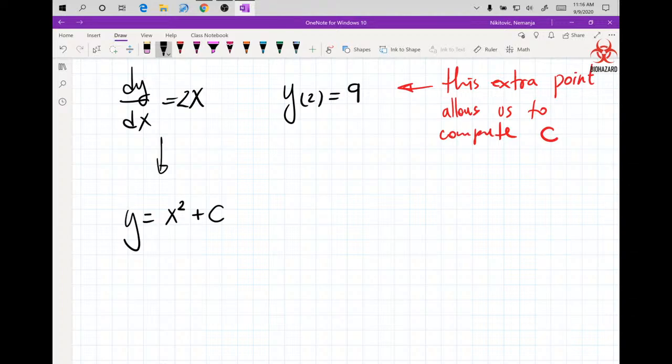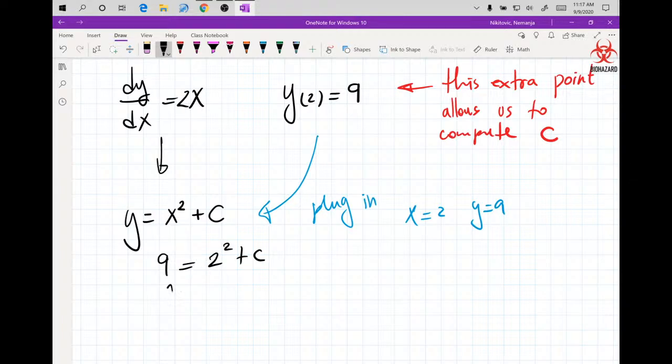And now what we are going to do is plug in this value and you will be able to compute c. You see that when you plug in x equals 2 and y equals 9, the only thing you can compute there would be the constant c. So y equals 9 is 2 squared plus c. 9 equals 4 plus c. C equals 5.